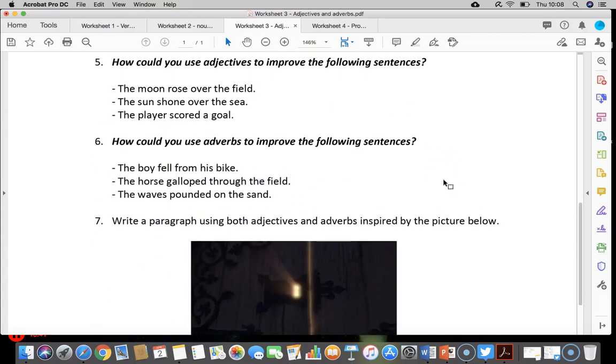Now, these last 3 questions are all down to you. Use adjectives to improve the sentences in question 5, use adverbs to improve the sentences in question 6, and then write a paragraph using both adjectives and adverbs inspired by the picture of a keyhole with light coming through. If you want some feedback on your paragraphs or your sentences, put them in the comments and I can take a look.